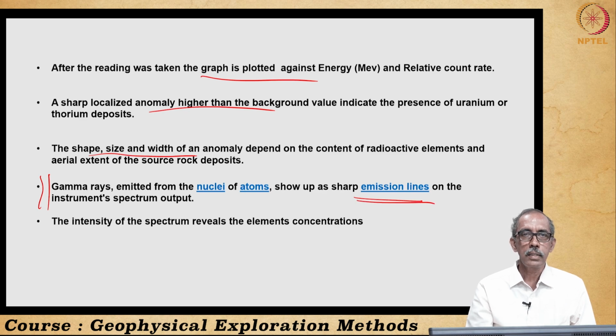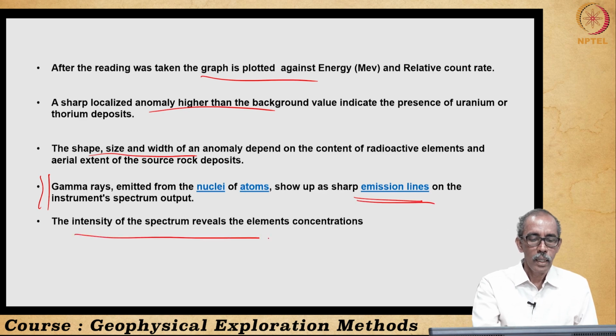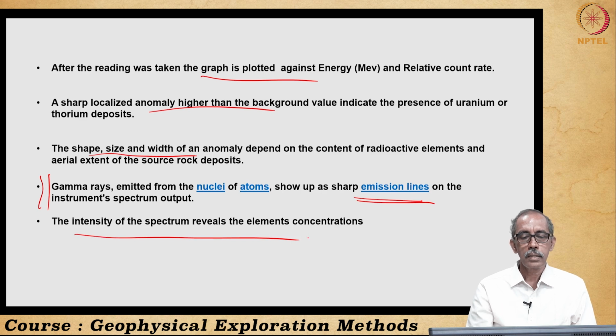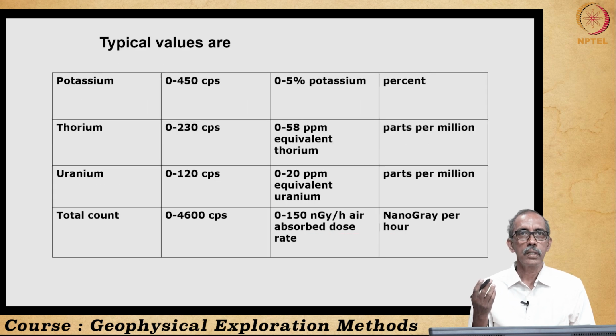That means gamma rays are much stronger and can be easily picked up by the gamma ray spectrometer. The intensity of the spectrum level actually reveals the concentration of elements, right. Suppose the energy level corresponding to uranium is much higher, that indicates uranium deposits are present below the surface of the earth.